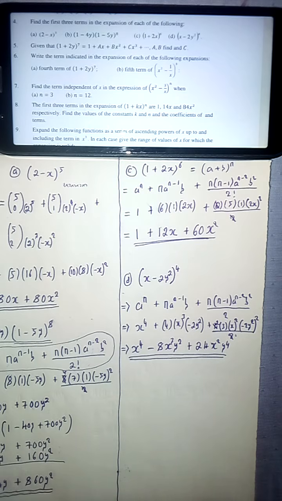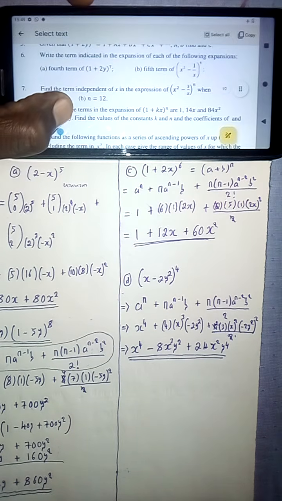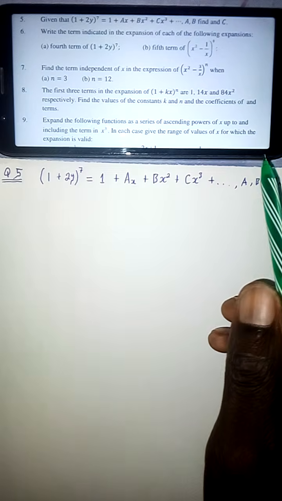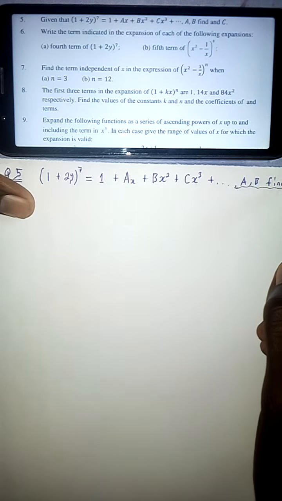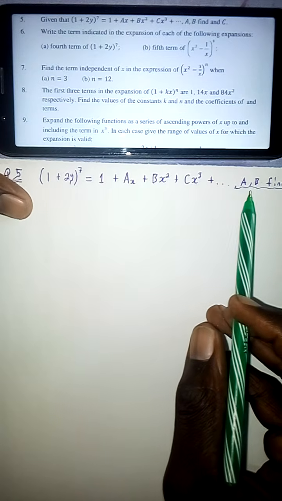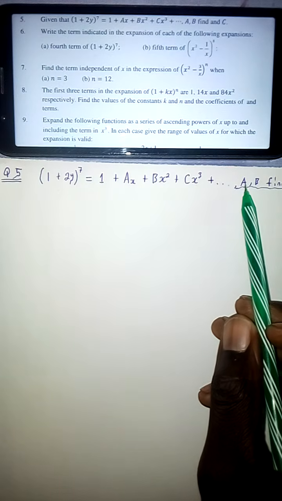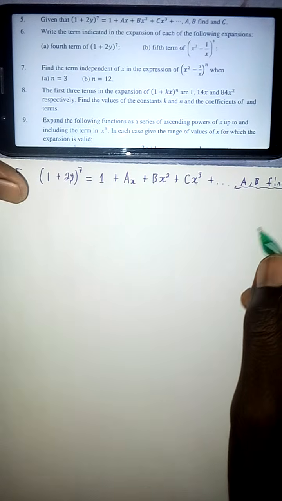Let's quickly move to question number 5, guys. All right, so this is our question. Of course, they made a mistake here in phrasing the question. It was supposed to say find A, B, and C. They said A, B, find, and C.